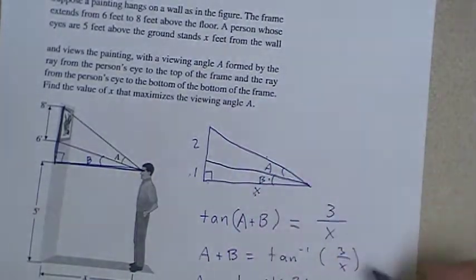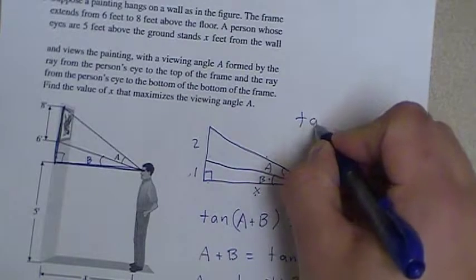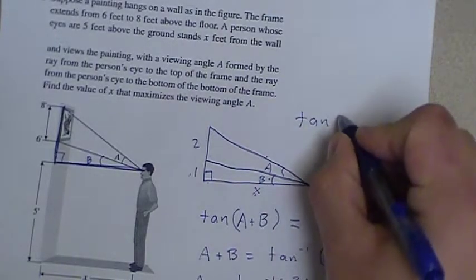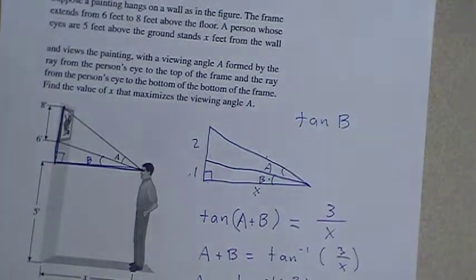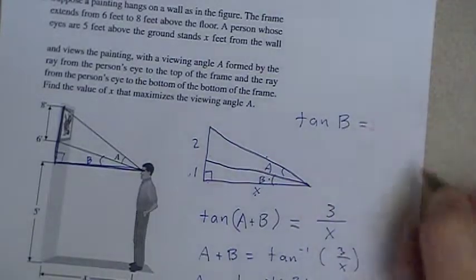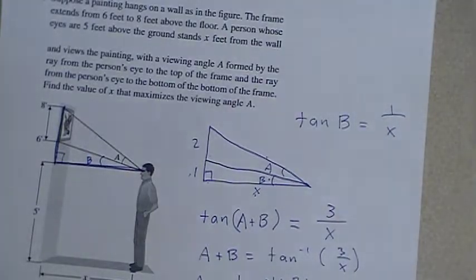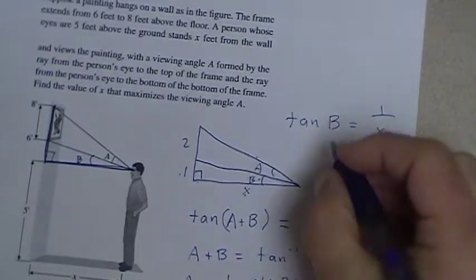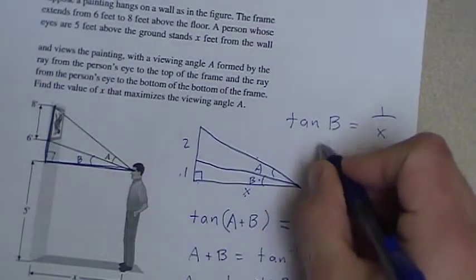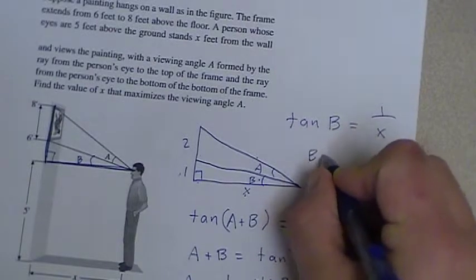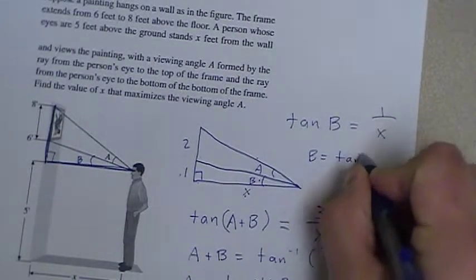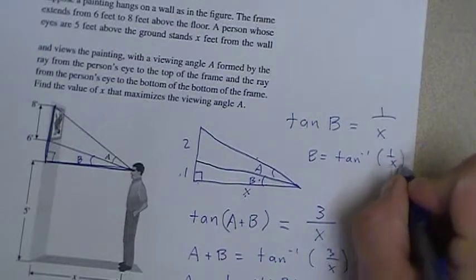I have the adjacent side. So opposite and adjacent is again going to rely on the tangent ratio, and it's going to be tangent of the angle B, and that's going to be equal to opposite, which is 1, over adjacent, which is X. And so what we can say in conclusion here is that B is going to be equal to the inverse tangent of 1 over x.